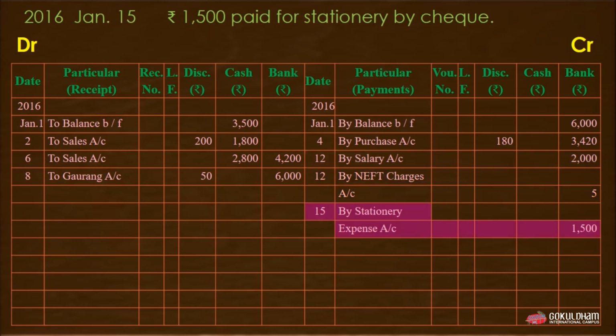Okay. Now the next transaction is January 15. Rupees 1,500 paid for stationery by check. It means it is stationery expense. So we know that expense always recorded on payment side. It means we write down these transactions recorded at the credit side of cash book. There is write down in date column 15, and here expense name is stationery expense, so we write down in particular columns. There is write down by stationery expense account, and amounts write down in bank column 1,500 rupees.